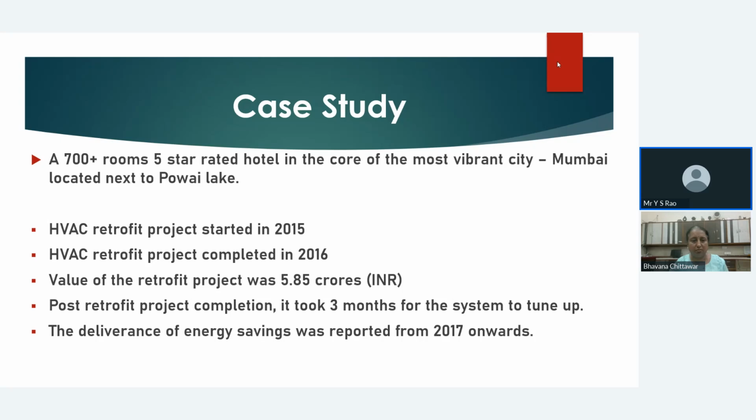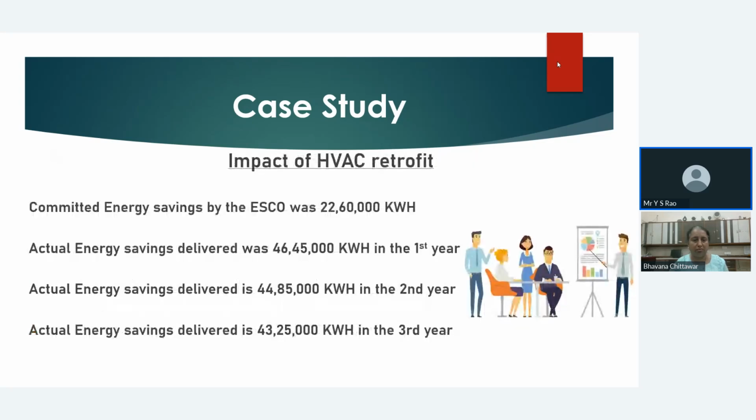Now, let's see the impact of HVAC retrofit. ESCO has committed to deliver 22,60,000 kWh of energy savings with the implementation of the proposed ECMs. But to the surprise, the actual energy savings delivered was much beyond the expectations. Here, I would like to make it clear that 1 kWh equals 1 unit. So during the discussion, if I say 1 unit, then it should be understood that 1 unit equals 1 kWh.